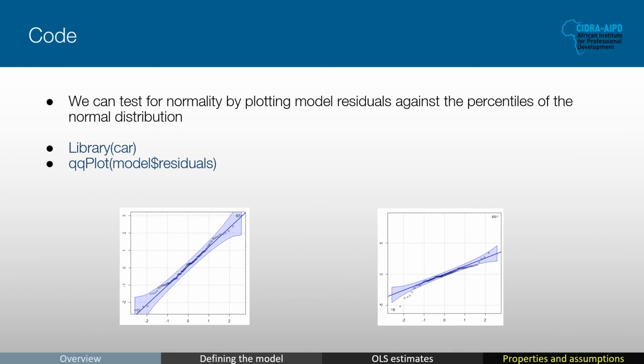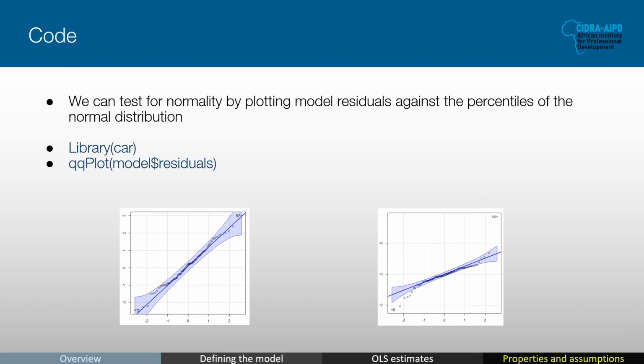Again, luckily, there are ways to find out if this assumption is violated or not. In this case, what we do is we plot the model residuals against the percentiles of the normal distribution. So on one axis, we have the model residuals, and on the other axis, we have the quantiles that we would be expecting to see from a normal distribution. We would want this to line up more or less perfectly. So we want there to be a straight line between the model residuals and what the data would look like from a normal distribution.